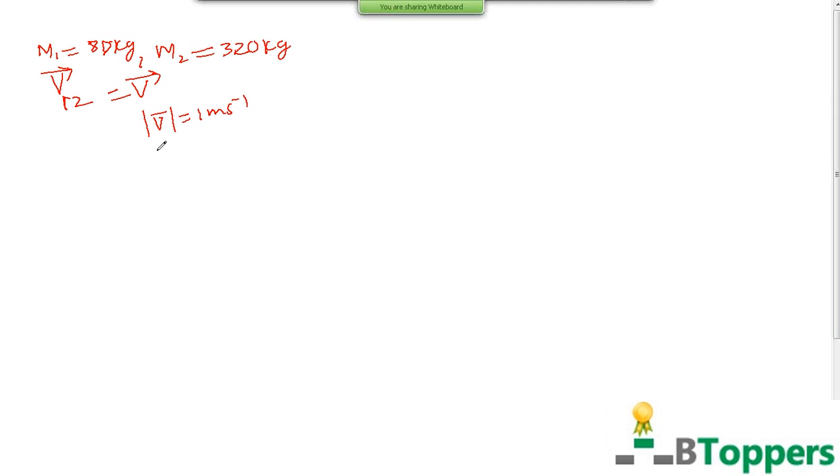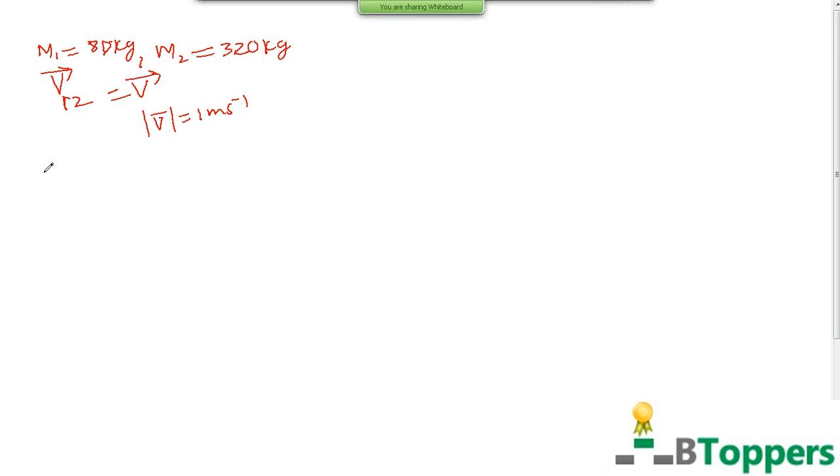Let M1 denote the mass of the man, which is given to be 80 kg. Let M2 denote the mass of the trolley, which is given to be 320 kg. The magnitude of the relative velocity of the man with respect to the trolley, mathematically denoted by V bar subscript 12, let us denote simply by V bar. That is equal to 1 meter per second in magnitude. So mod of V bar is 1 meter per second.